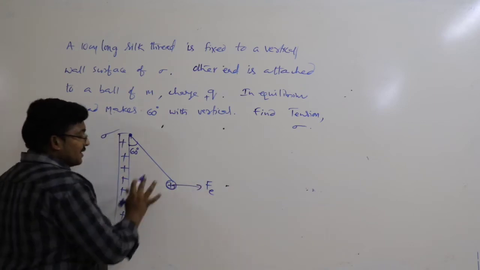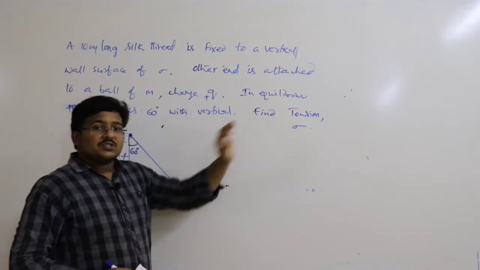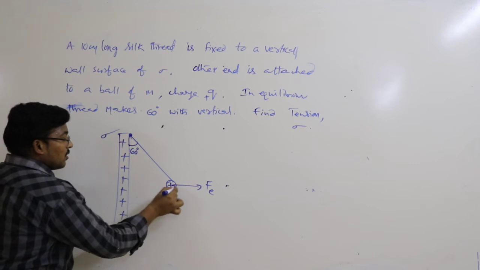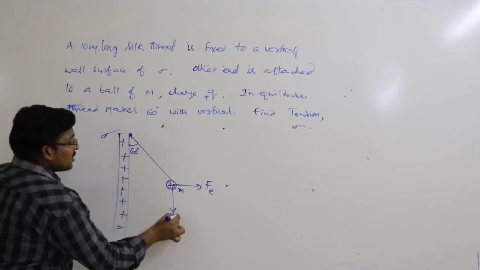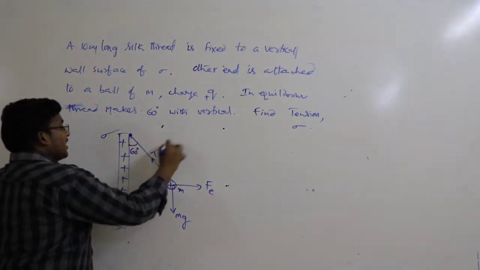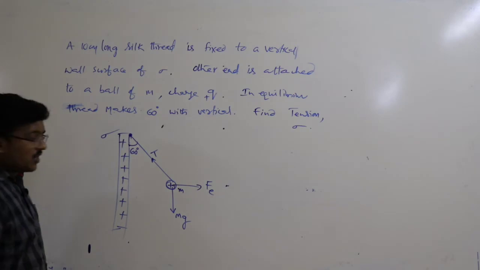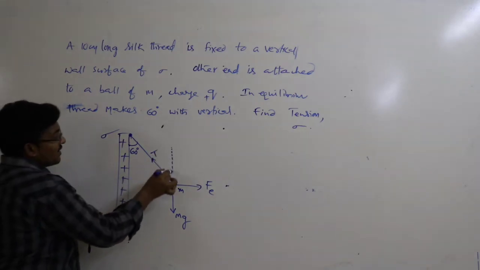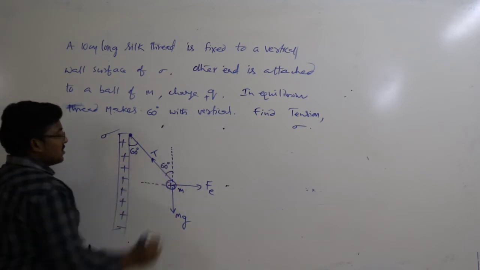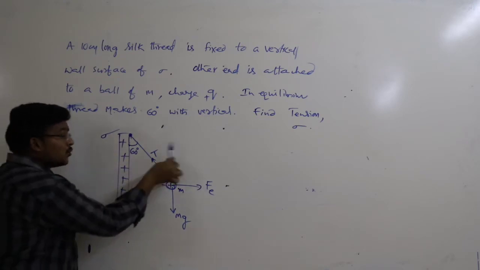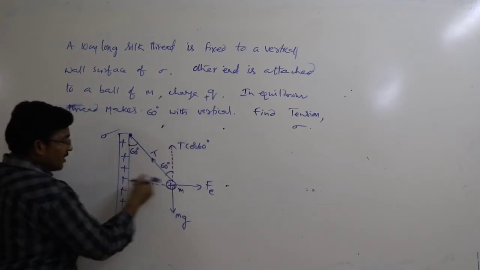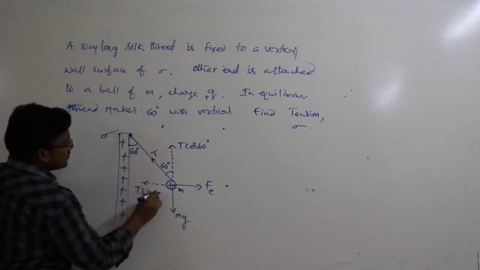They are asking what is the tension and the surface charge density. On this ball, gravity mg acts downwards, and the tension in the string acts away from the wall. Now I can draw a y axis and x axis like this. As this is 60, this will be 60. I can divide T into components: one along this as T cos 60 and one along this as T sin 60.